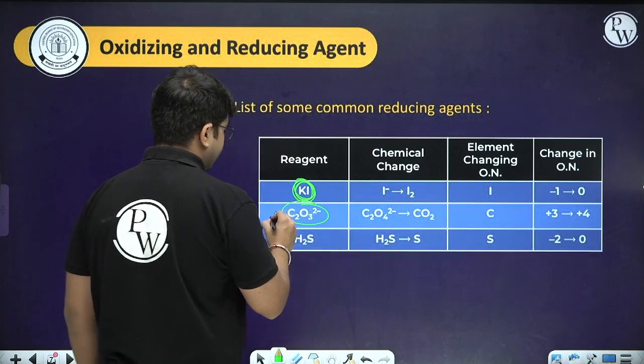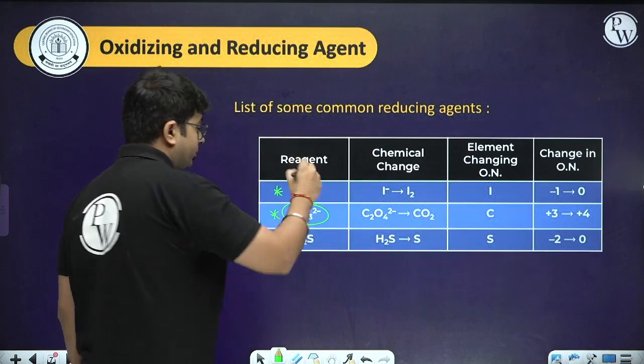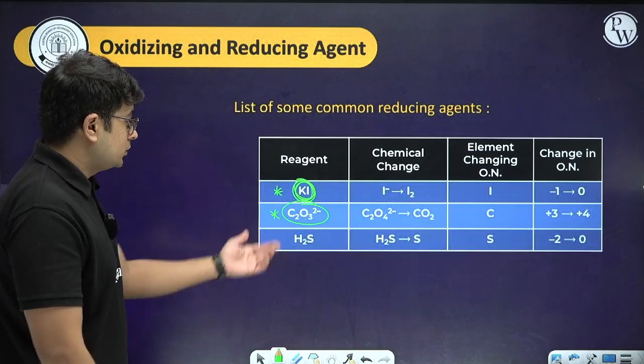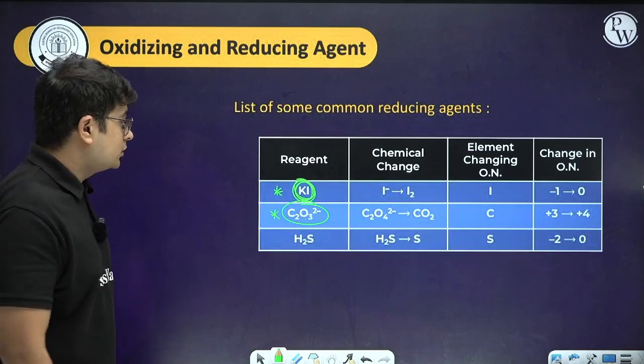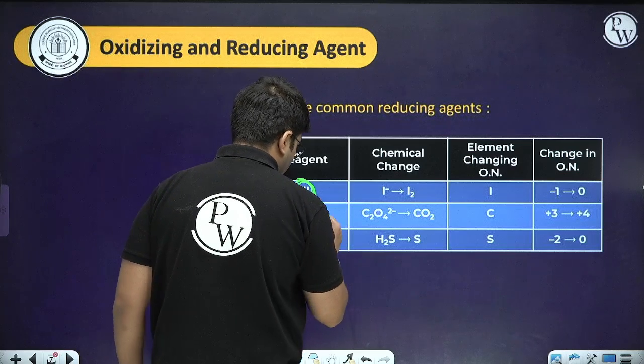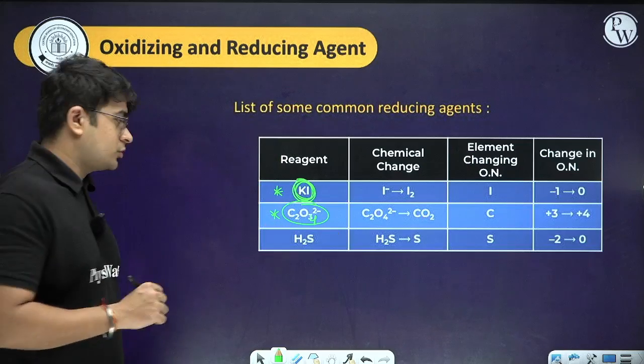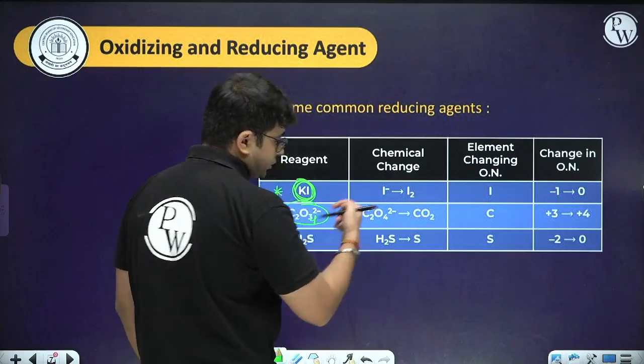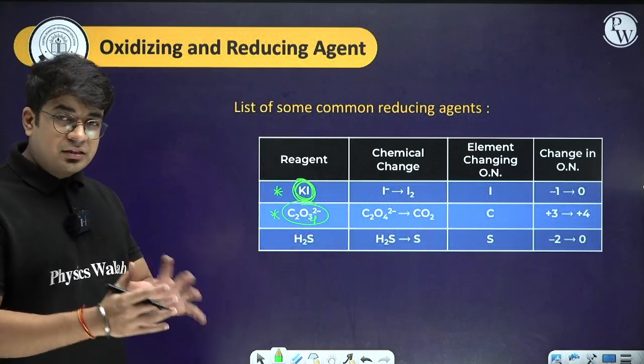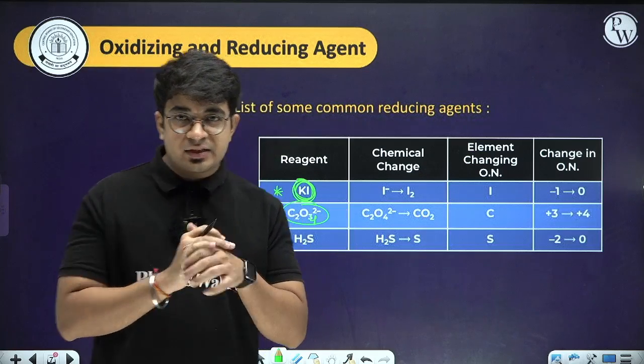Next one is oxalic acid. These two are going to be used the most. C2O4 2-, the oxalate ion, is going to be converted into CO2 in most of the reactions. And the last one is H2S, which generally converts into sulfur. So these are a list of a few oxidizing as well as reducing agents.